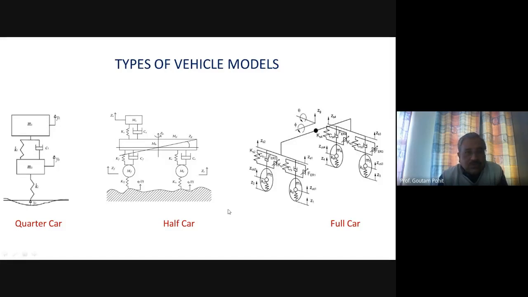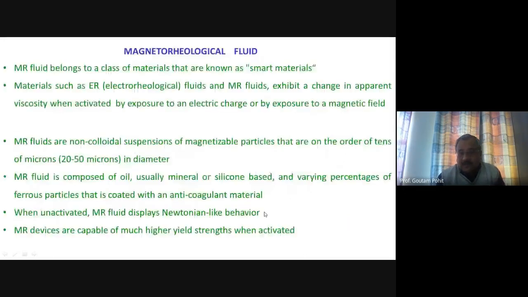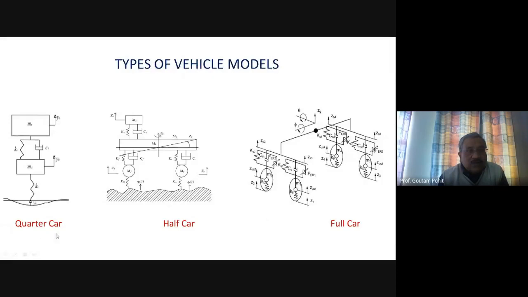If you compare this one and this one, you can easily see that the quarter car model is basically a quarter portion representation of a car. This is the unsprung mass, and this is the stiffness of the tire and other things, and this is the shock absorber properties. There is a stiffness property and a damping property, and this is the mass of one quarter of the car which is coming at this tire wheel. So we call it a quarter car model.